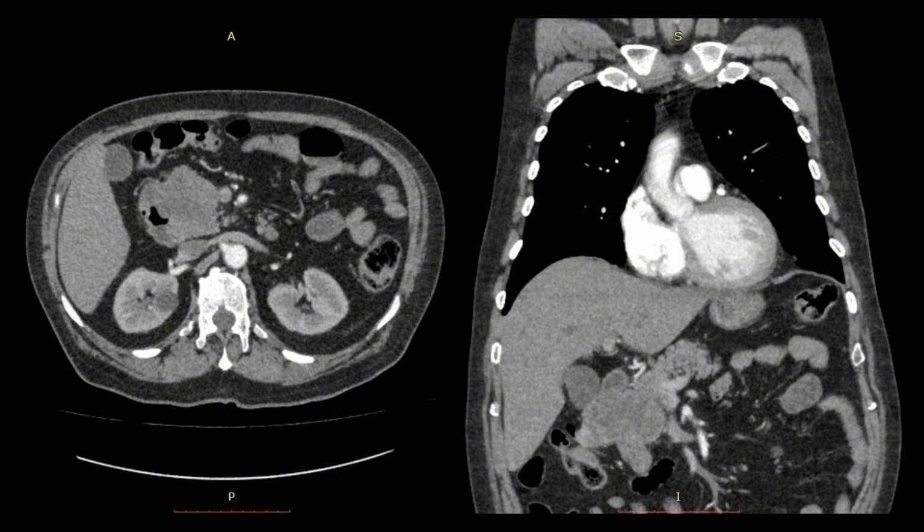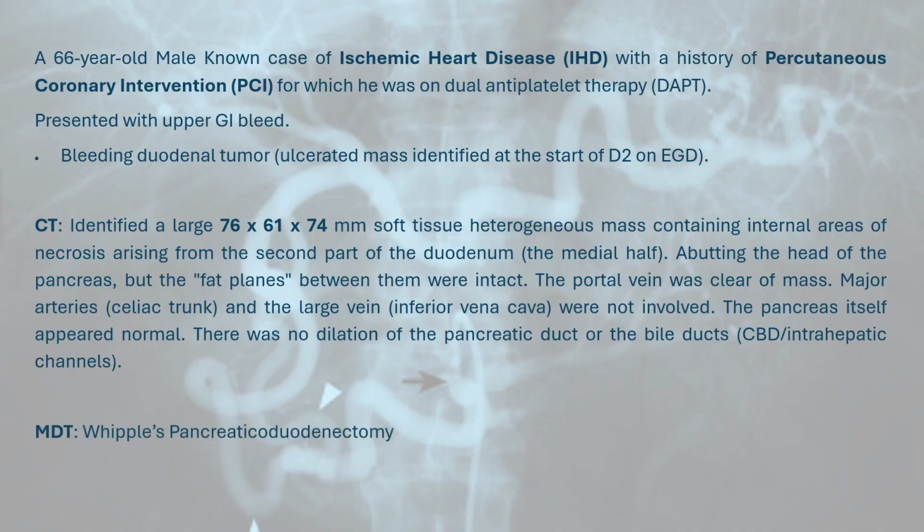Major vessels were not involved. The pancreas itself appeared normal. There was no dilation of the pancreatic duct or the bile ducts. The case was discussed in MDT and Whipple's pancreaticoduodenectomy was performed.